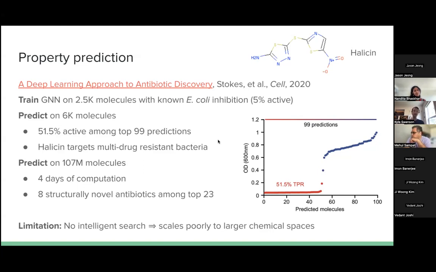So you can imagine, even though 100 million is a large chemical space, if you think about the entire space of drug-like molecules, it's much, much bigger than that. People often estimate it's 10 to the 60th molecules. So there's no way that we can make predictions one by one. This property prediction approach is not going to scale very well to these much larger chemical spaces. And so we might need a different type of machine learning to handle these larger chemical spaces.